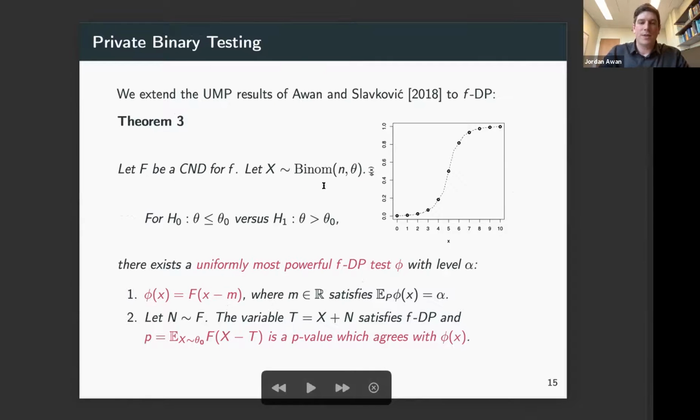answer that there is a uniformly most powerful f-DP test. In fact, the test can be written as the CDF of the CND. Again, the non-uniqueness doesn't matter here. Any CND you pick will have this property. And we can also get a p-value that's equally powerful at all these alternatives. So this is kind of the best possible case, although it's a very simple example. And this is extending some prior results with my advisor, Alexander Slavkovich.